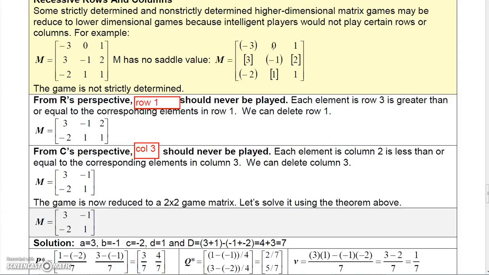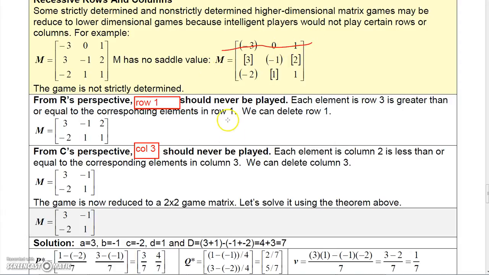0 is worse off than 1. So you really should never play this row, because you're better off playing this row if you're R. So either this row or this row, but not this one. So we would mark out that row.